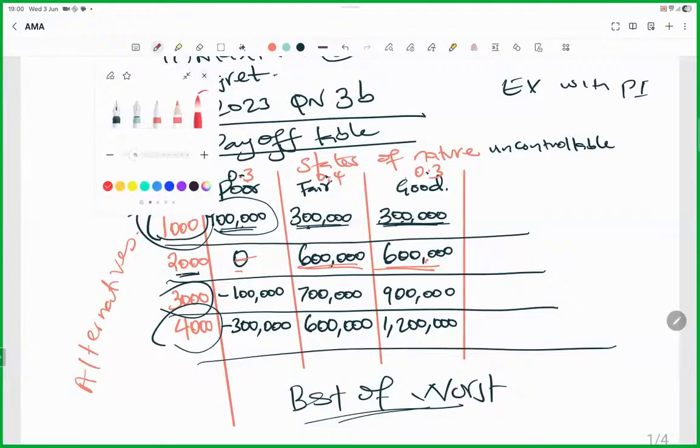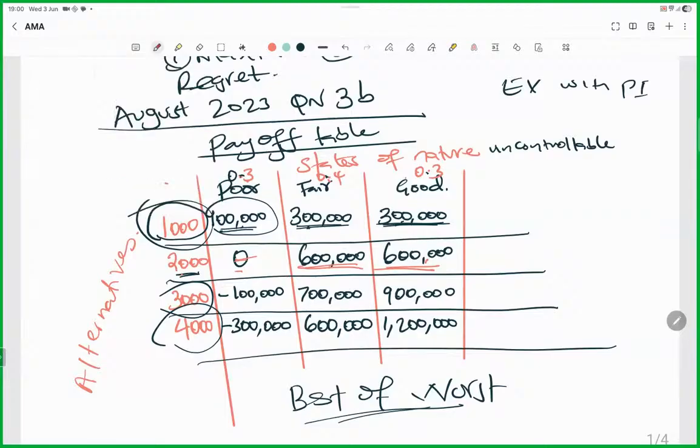So for instance, when this person advises me that it is poor which will prevail, which number should I go for here? For poor, I go for 100,000. What if he tells me it is fair? 700,000, the very highest. What if he tells me it is good? We go for 1.2 million.